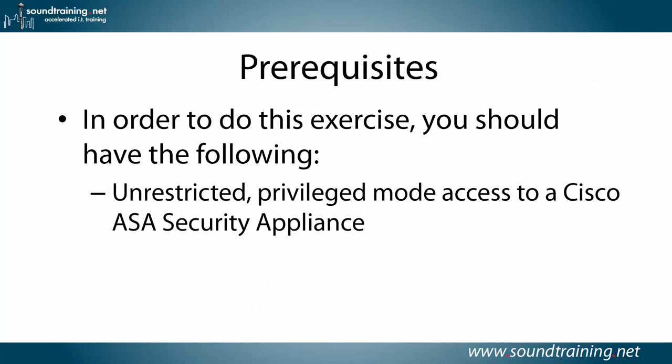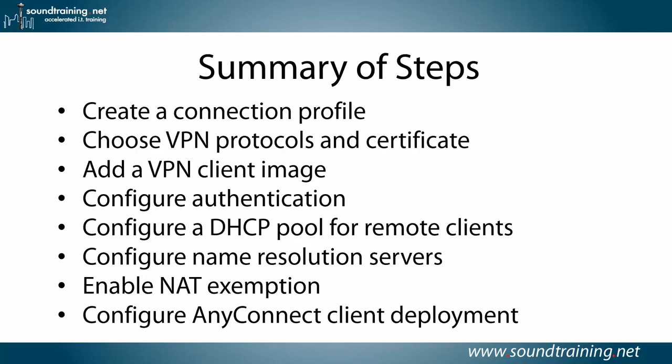Prerequisites for you: in order to do this exercise, you'll just need unrestricted privilege mode access to a Cisco ASA security appliance. Here's a summary of the steps. There are a total of 8 steps. You'll create a connection profile, choose VPN protocols and certificate, add a VPN client image, that's the AnyConnect client, configure authentication, configure a DHCP pool for remote clients, configure name resolution servers, enable a NAT exemption, and configure how you're going to do AnyConnect client deployment. So those are the 8 steps.